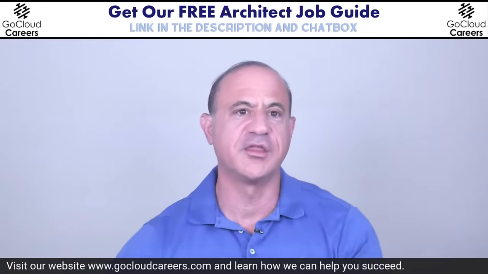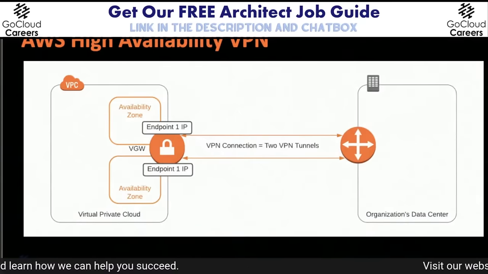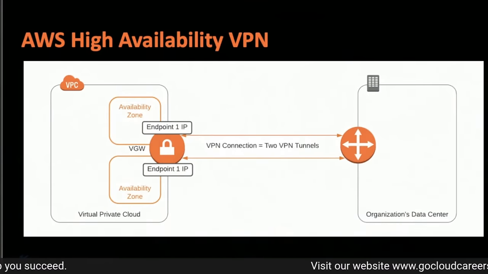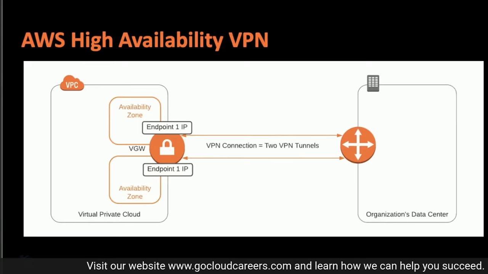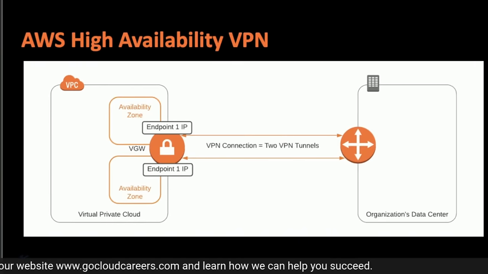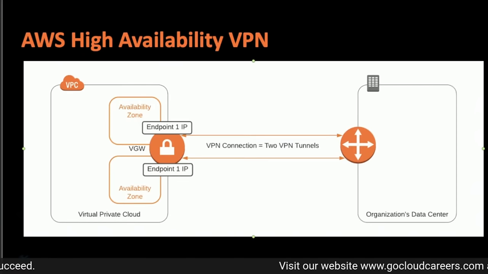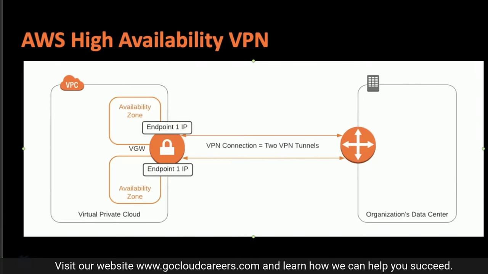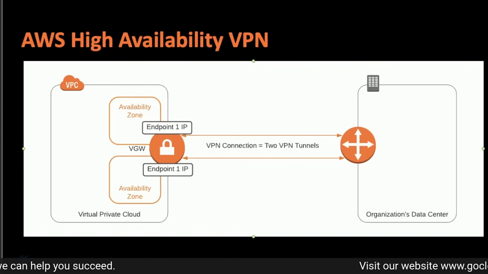So I'm going to show you why they show you it's high availability, and then I'm going to show you why it's not. So in this environment, we have our data center on the right side of the screen. We've created a VPN tunnel, and you can see it's connecting us to availability zone one and two. I hope everybody sees that. Now, here's the thing to remember. The router with the lock in AWS where it says endpoint one, that is a high availability device. It is not a physical router. It will not go down. So AWS is right when they call it high availability, but here's the problem.